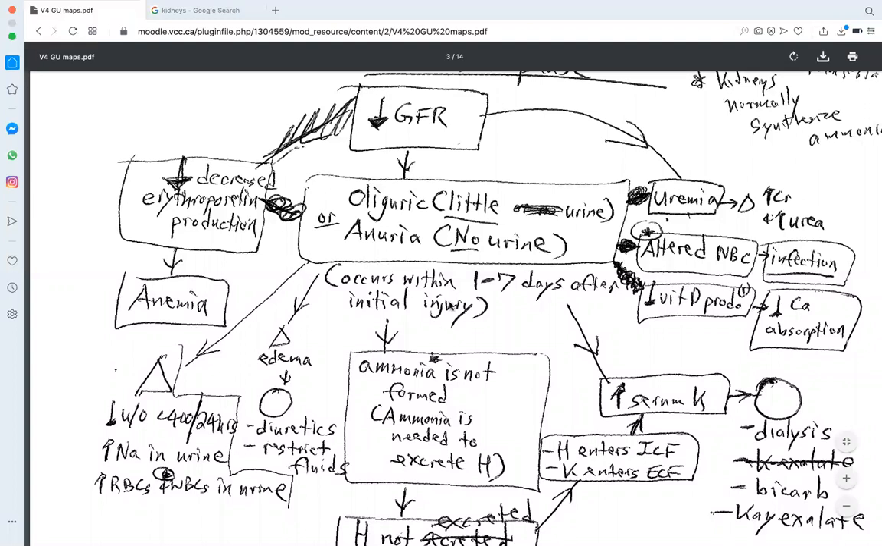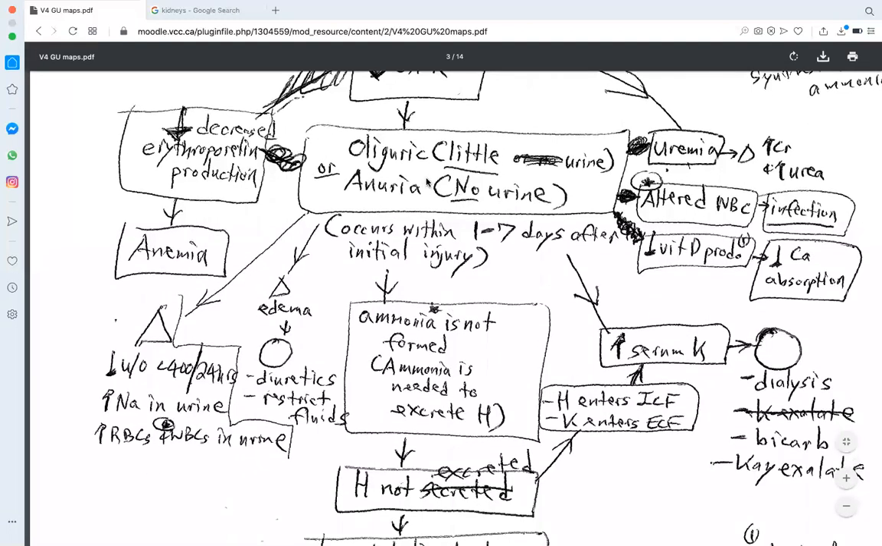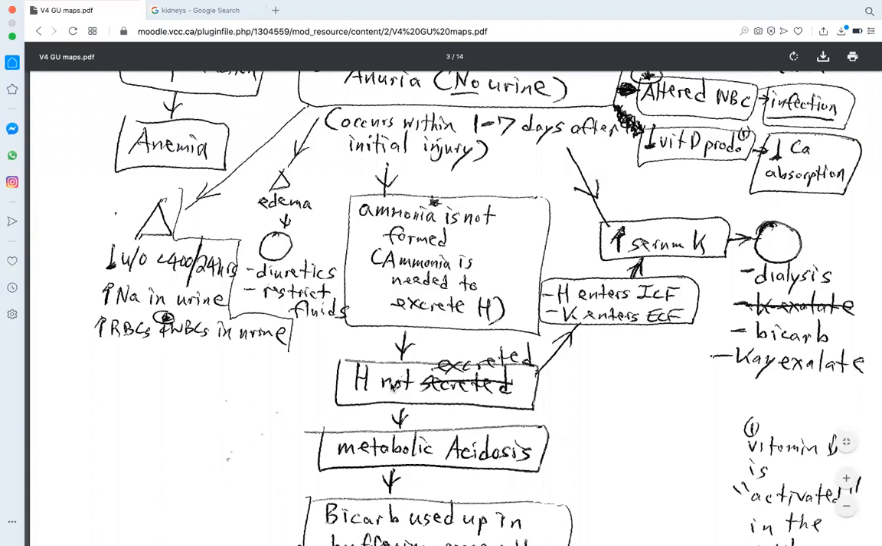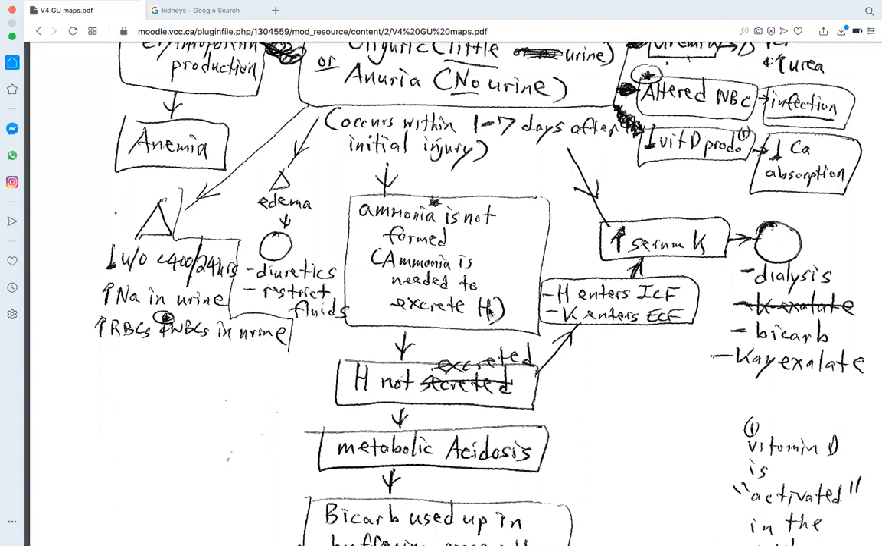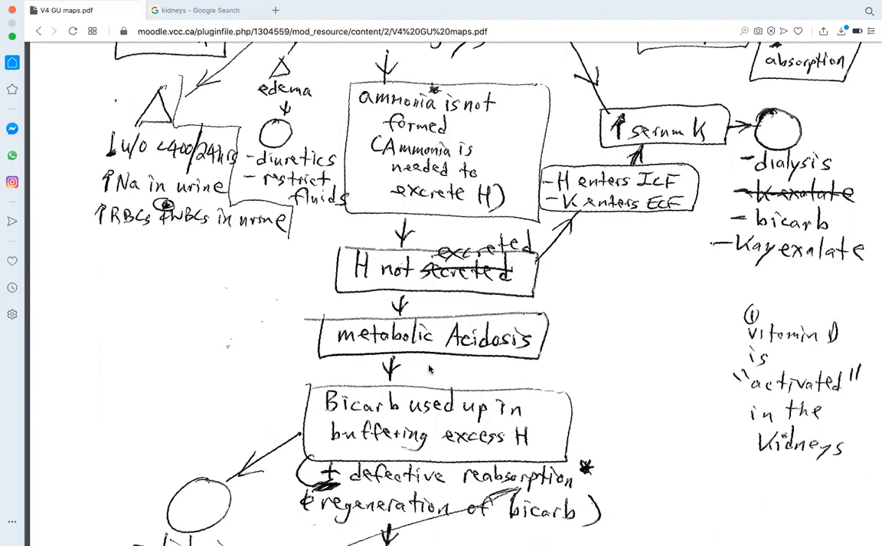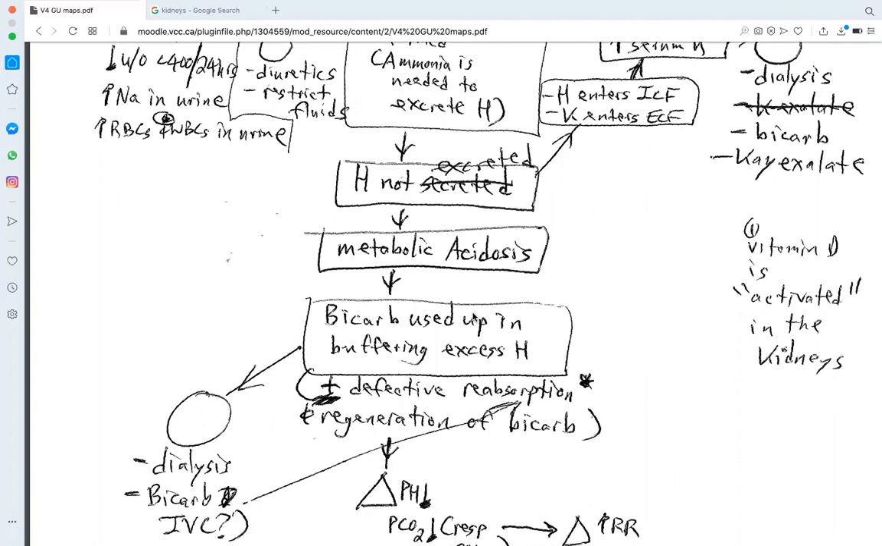So if the kidneys are failing and one of the side effects is that ammonia is not formed, then we're not able to excrete hydrogen, because hydrogen is something that's excreted with ammonia. You can end up with acidosis. Okay, and if you remember back to unit 1, when you have metabolic acidosis, you have compensatory mechanisms, one of them being that bicarb is created and gets used to buffer the acidotic state. At any point, dialysis may be needed in any of these issues here.